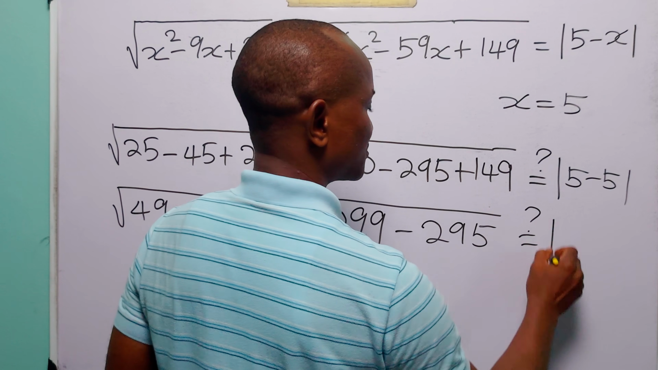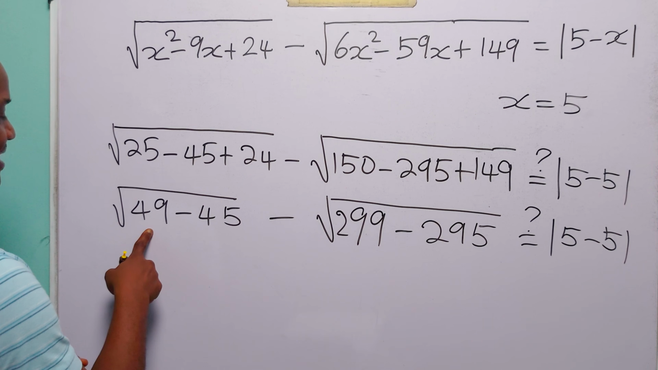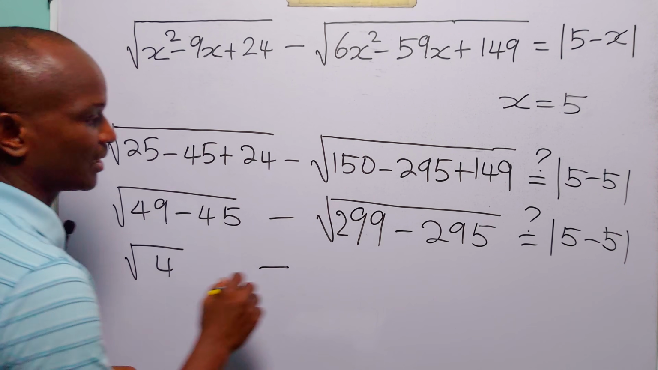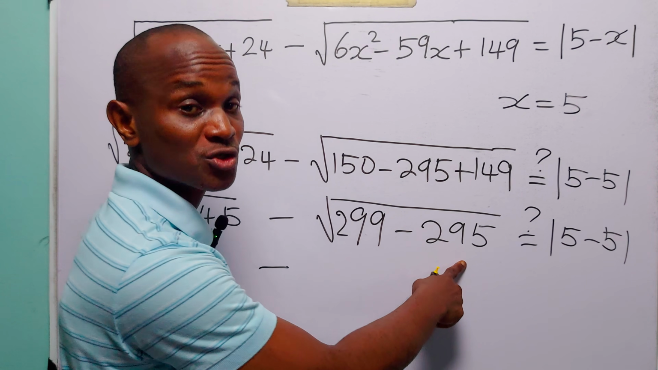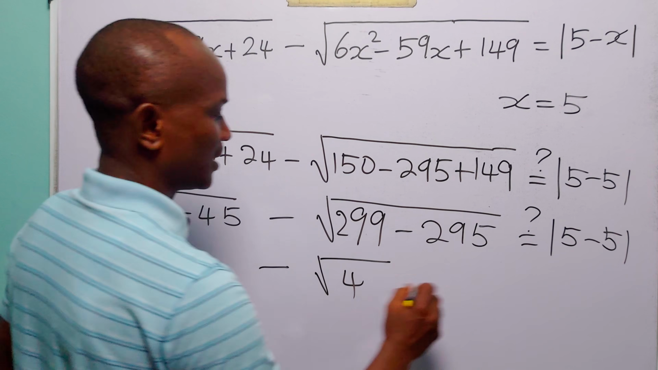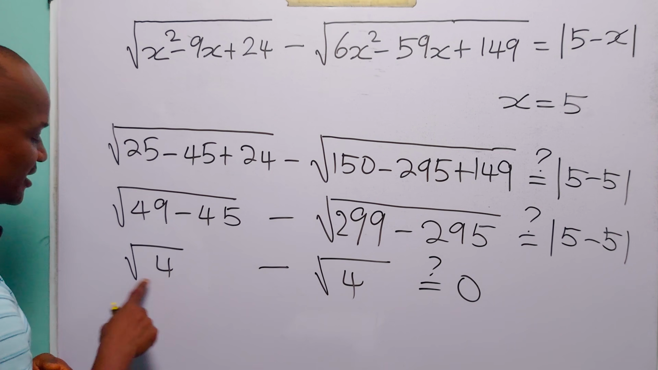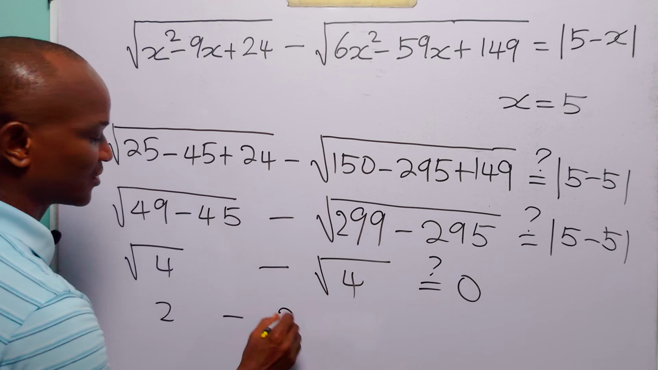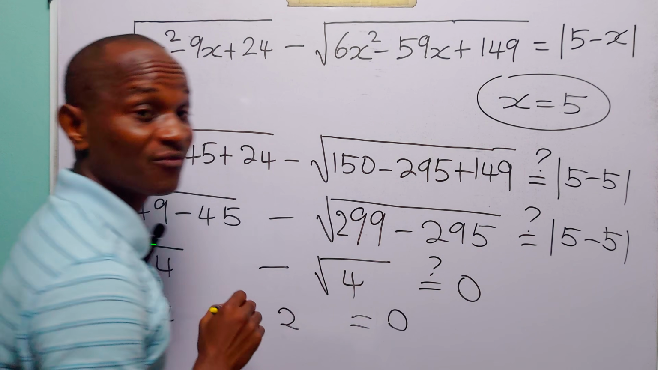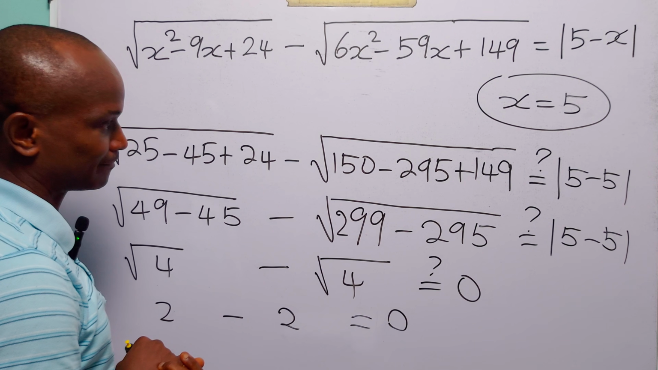25 plus 24 is 49 minus 45 is 4. 150 plus 149 is 299, minus 295 is 4. Now, is this equal to the absolute value of 5 minus 5? This is 0. Is this equal to 0? Of course, you can see that the square root of 4, which is 2, minus 2 is equal to 0. So when x is equal to 5, the original radical equation is satisfied.